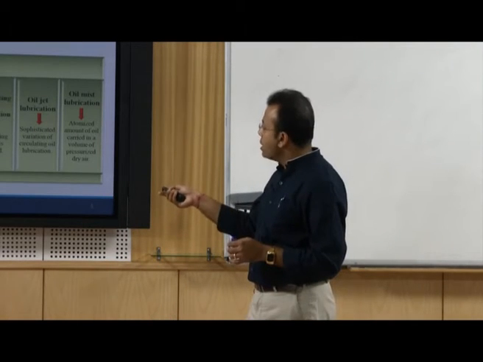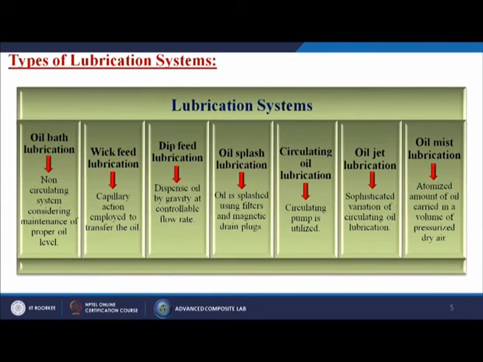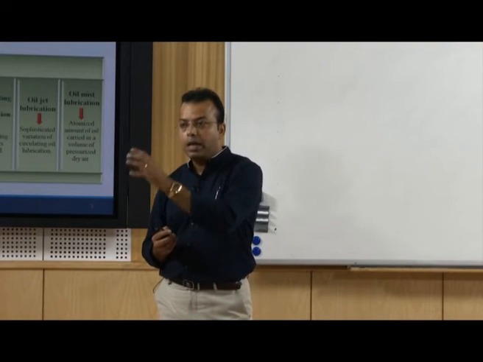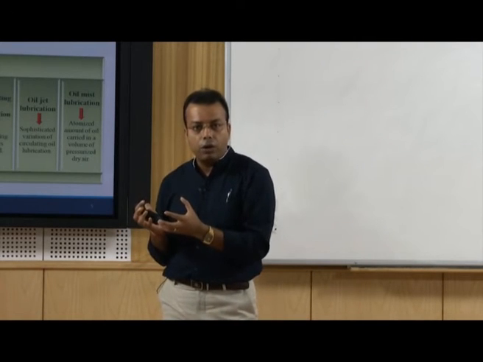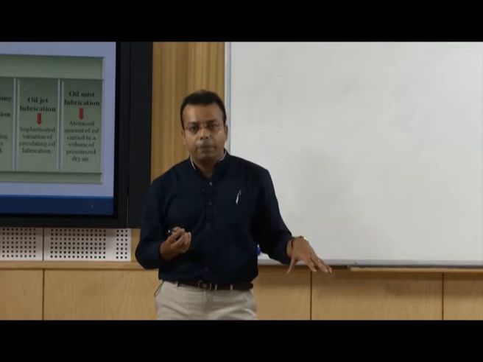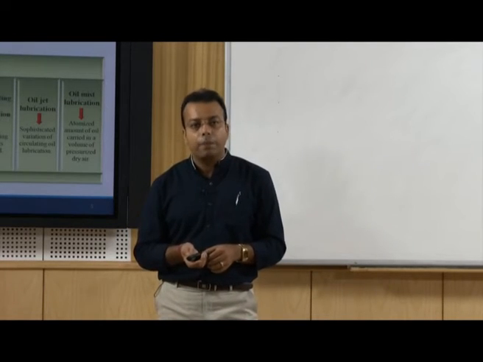Next is called circulating oil lubrication. From this you can understand that here we are using a certain kind of pump. That pump takes out the lubricant from the sump itself, then throws it directly onto the mating parts, then again collects that oil and deposits it back into the sump. So, it is a circulatory motion, a circulating process.